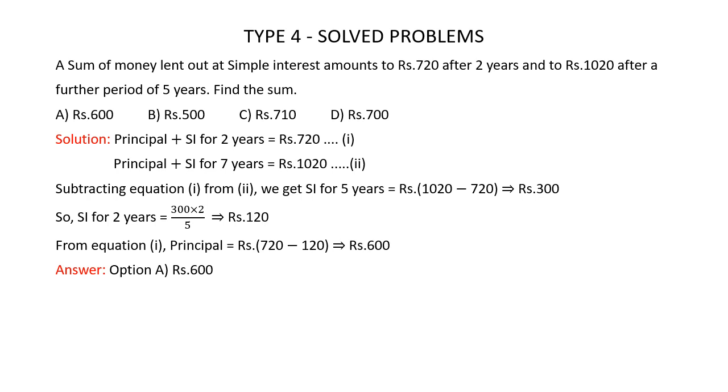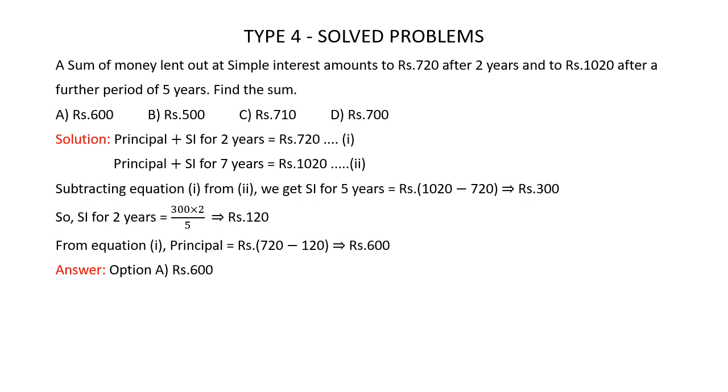So the sum of money becomes rupees 1020 after 7 years. So in the second case, principal plus simple interest for 7 years is equal to rupees 1020. This is equation 2. On subtracting equation 1 from equation 2, we get simple interest for 5 years is rupees 1020 minus 720, which is rupees 300. So simple interest for 5 years is rupees 300.